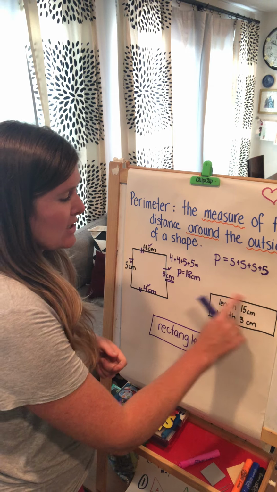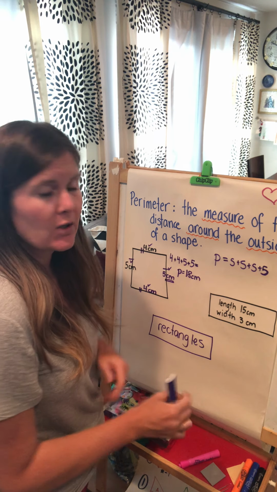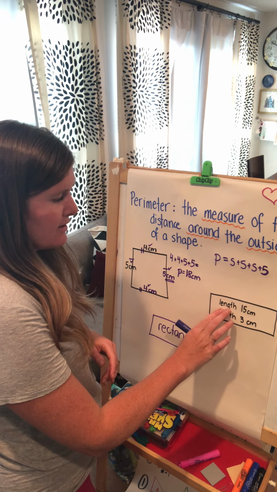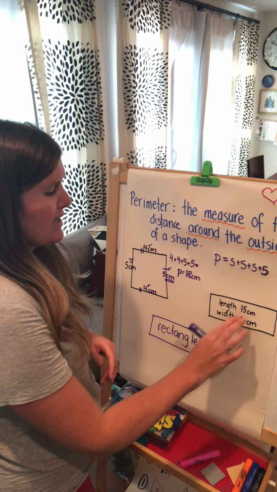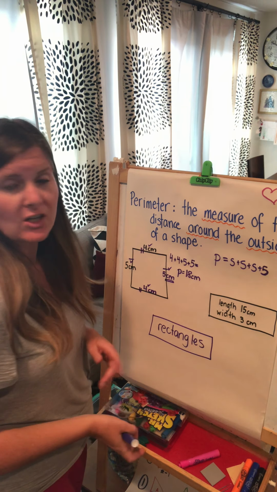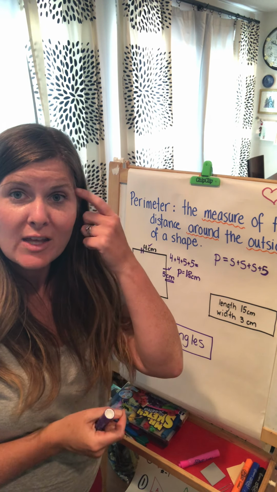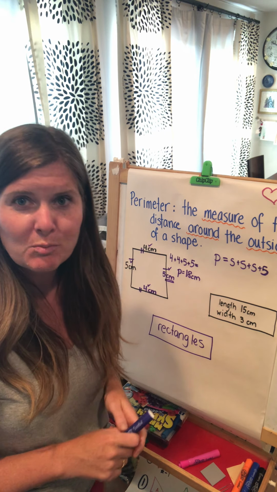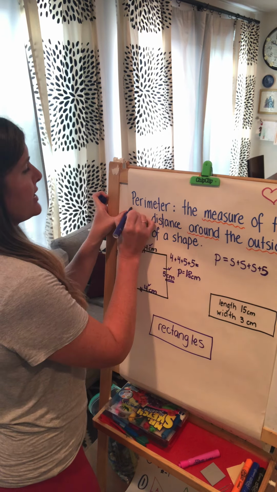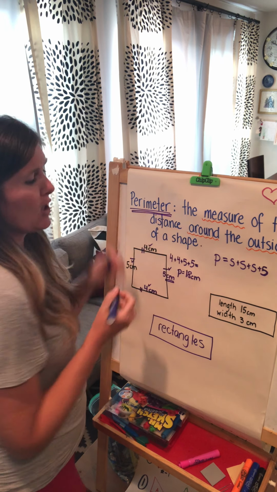Sometimes you might see a question that looks like this, where they just tell you the length is 15 centimeters and the width is 3 centimeters. They're trying to trick you. Don't fall for it. They're trying to make you think about area, which you've also learned before. Remember, we are talking today about perimeter.